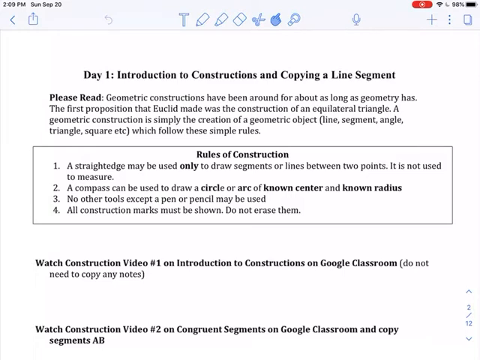So when we're doing constructions, we're sort of using our compass to measure the distance, but not measure like in inches or centimeters or anything like that. We're using it to create circles or arcs.